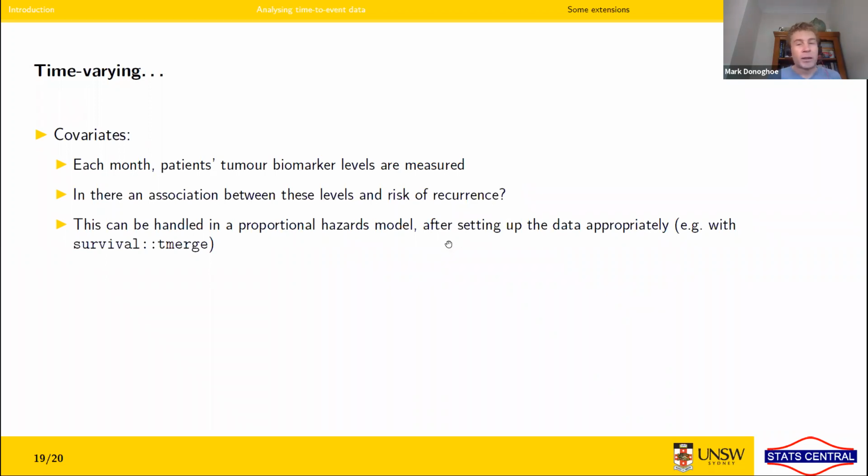recurrence? So in the simplest case, a proportional hazards model can actually handle time varying covariates pretty well. And again, it's just a case of setting up the data and the model appropriately. And in R, there are some helper functions that will help you to do that.